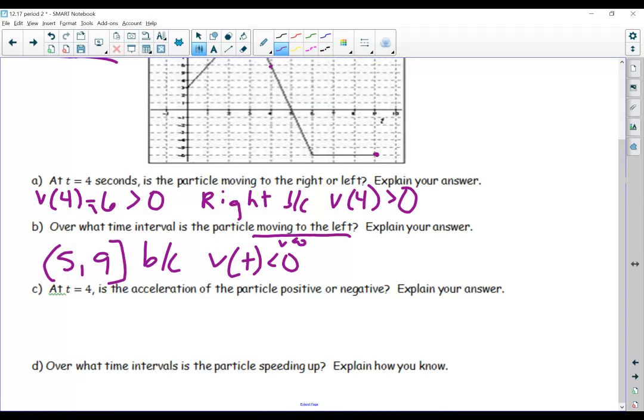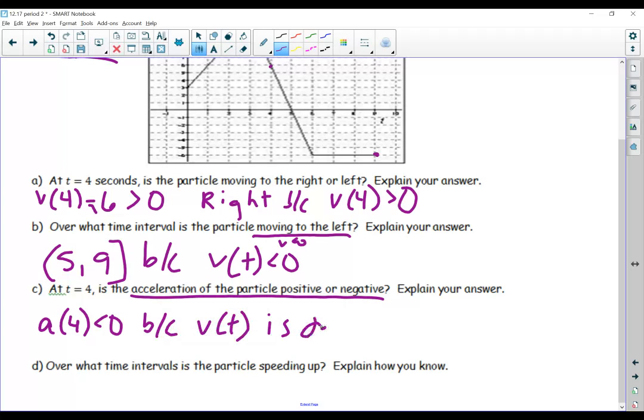At t equals 4, is the acceleration positive or negative? Okay, so I'm looking at velocity, and they're asking me about acceleration. What's the relationship? Acceleration is the rate of change, or slope. So if I look at 4, the slope of the velocity graph is negative. So I'm going to say a of 4 is negative because velocity is decreasing.